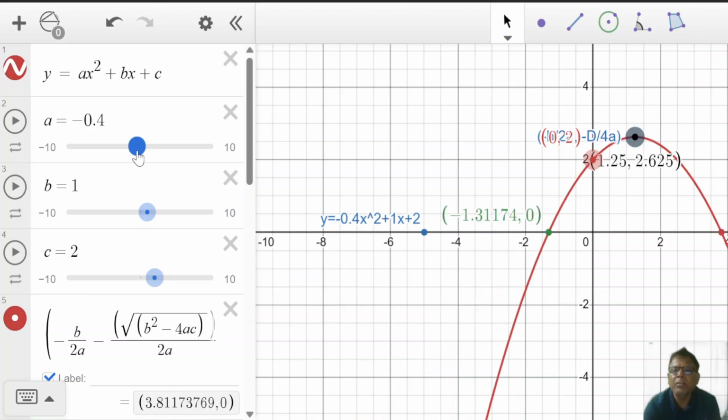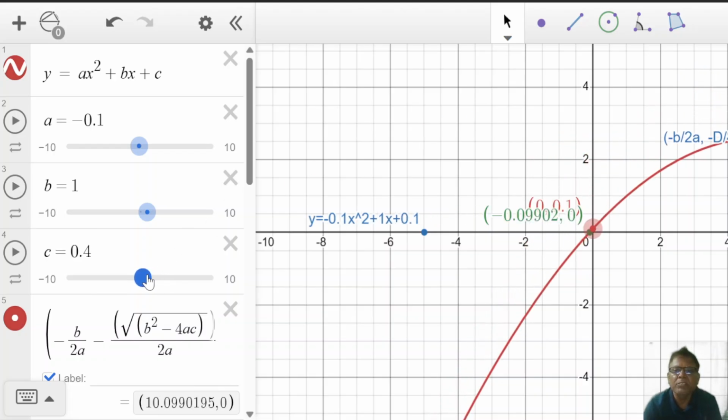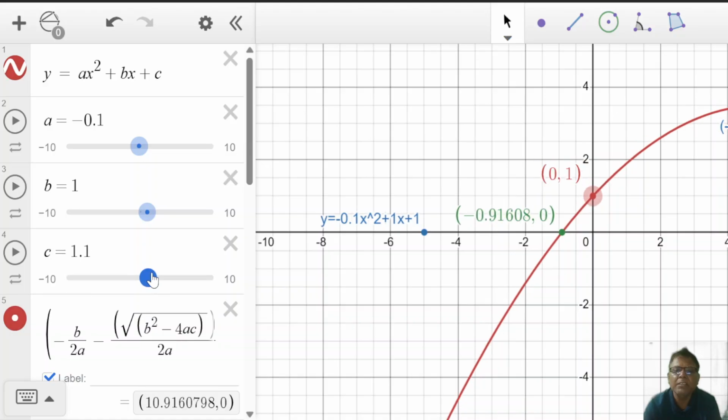Now, what is the coordinate of the vertex? The coordinate of the vertex is minus b by 2a and minus d by 4a. What is d? d is b square minus 4ac. So you calculate that, you will get 4.5. That is the vertex. And what is this point? This point is the y-intercept. What is the y-intercept? That is c. So if c increases or decreases, this y-intercept increases and decreases.